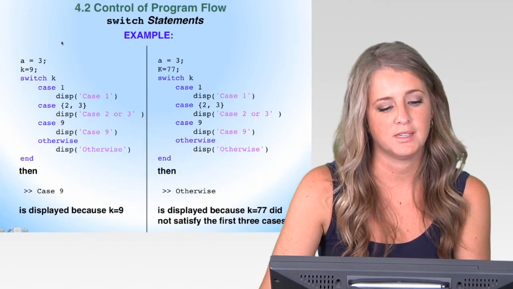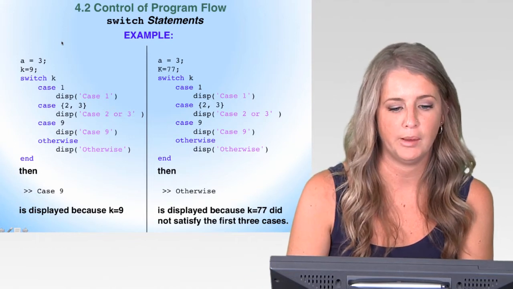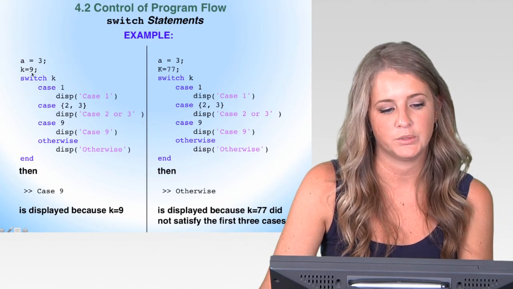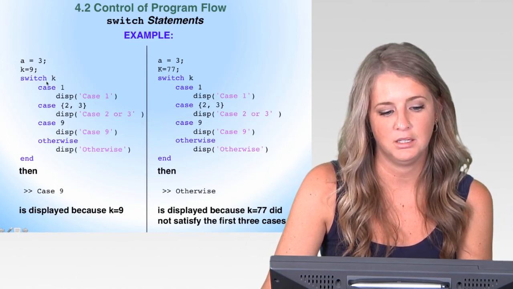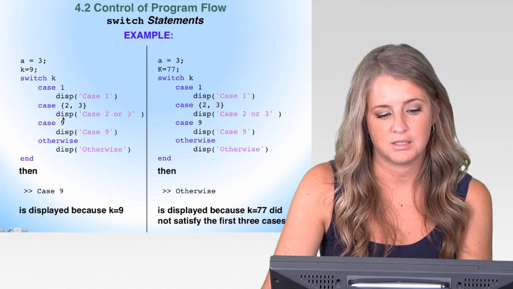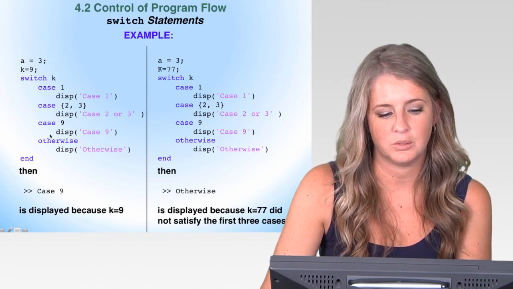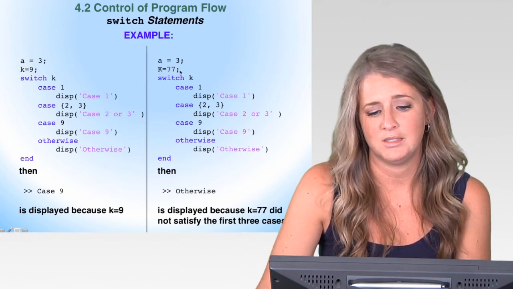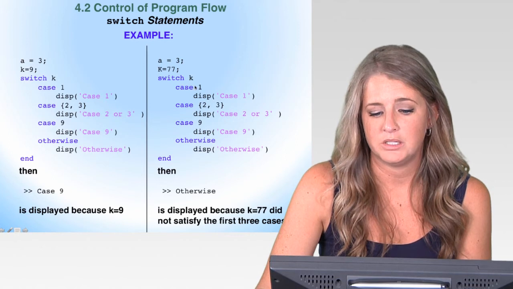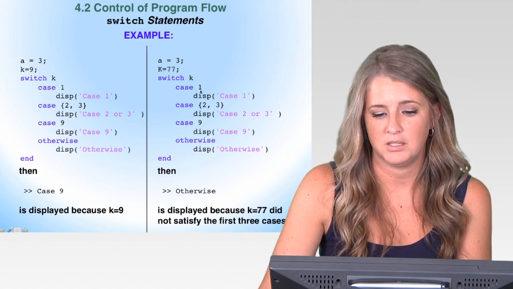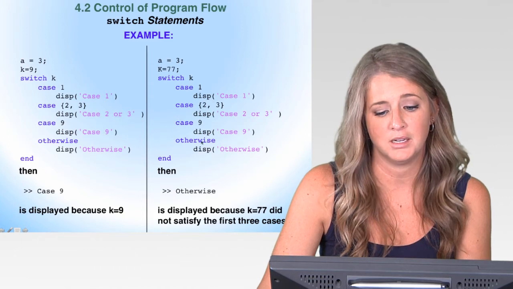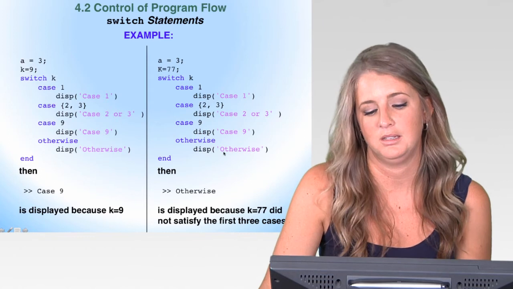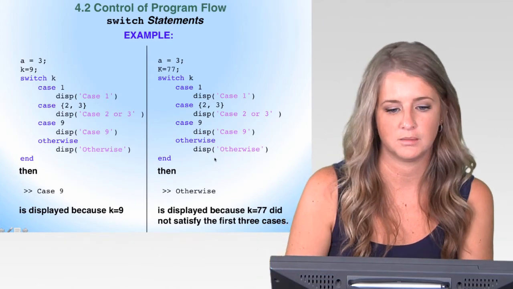Again, here's a couple of examples. I'll be going over these, actually programming this into MATLAB, but I'll go over it real quick. We can see a is equal to 3, k is equal to 9. In this case, when it passed it in, we can see that it is case 9, and so it's going to display as our output case 9. As opposed to over here, we have k is equal to 77. When we do that, none of those apply. Case 1 doesn't apply, case 2 and 3 don't apply, case 9 doesn't apply. So it is the otherwise expression that is executed, and in this case, it displays the word otherwise.